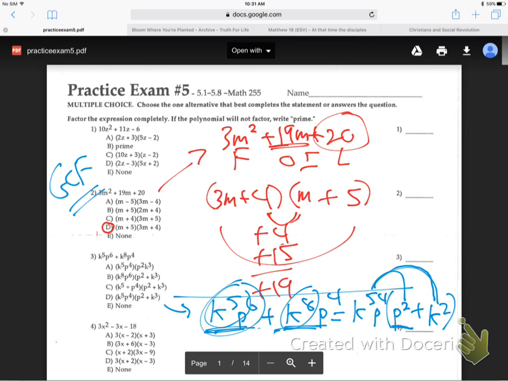And what will go over here? K cubed, so the 5 and the 3 will make 8, and you've already got the Ps you need. Good? That's D, isn't it?